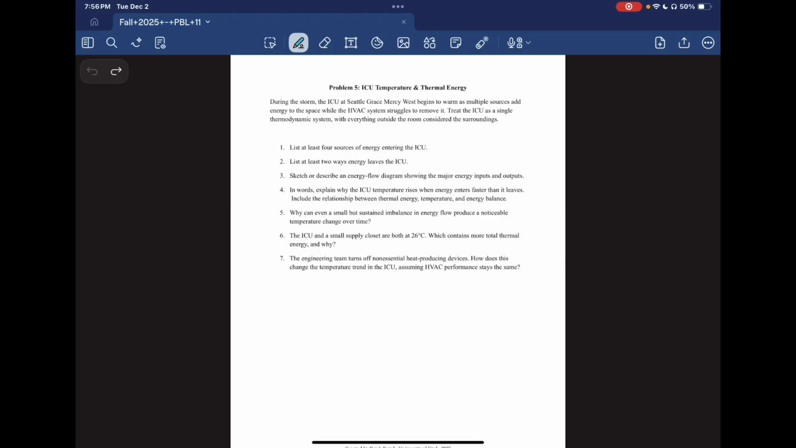All right, so here's question one, or I guess problem five in our case. And I'm just going to blow through these pretty quick. I'm not going to do a whole lot of writing. I'm going to do a lot more talking. My handwriting is not as good as my math is.